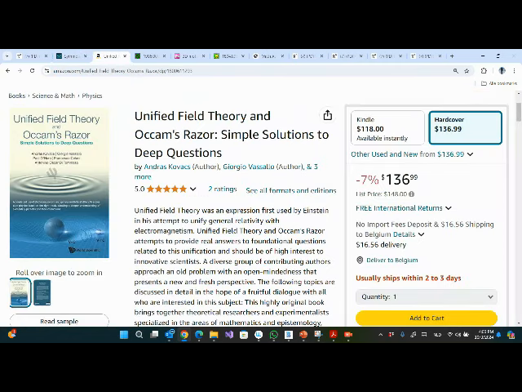It's about these new unified field theory and Occam's razor, simple solutions to deep questions. And yeah, this is the book that I want to read. I'm gonna buy it. It's a bit over $100, but it's well worth it.